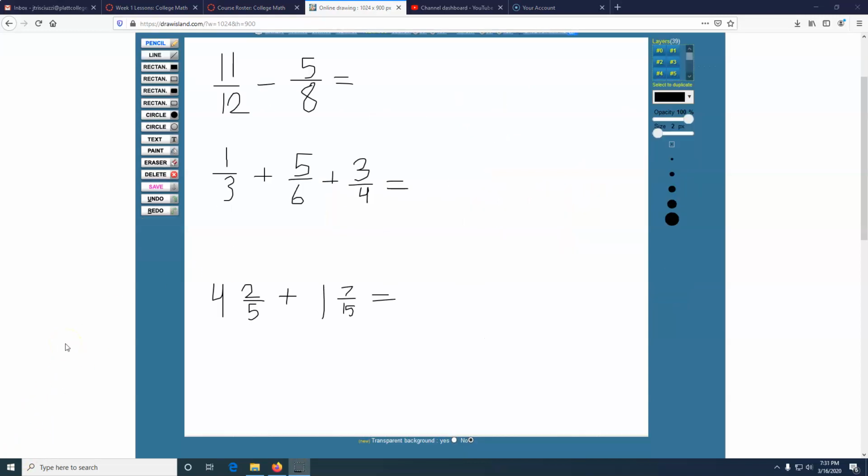Go ahead and try these problems. Note for the second one here, yes, you have 3 fractions, but the concept for lowest common denominator is the same. You want to find a number that 3, 6, and 4 can all multiply up to. So it would be common between all 3. Go ahead and pause the video and resume in 10 seconds.